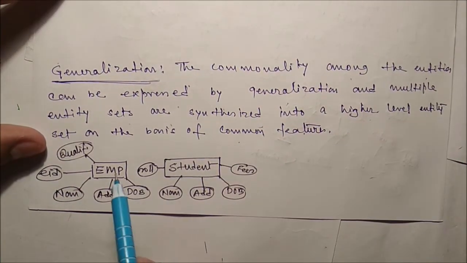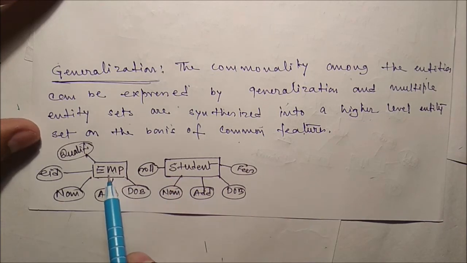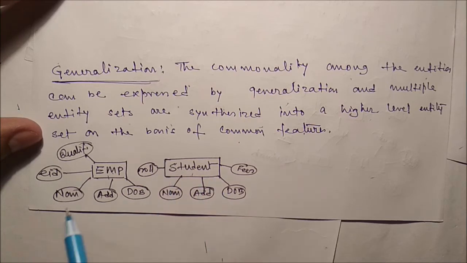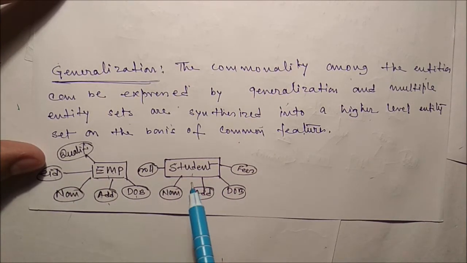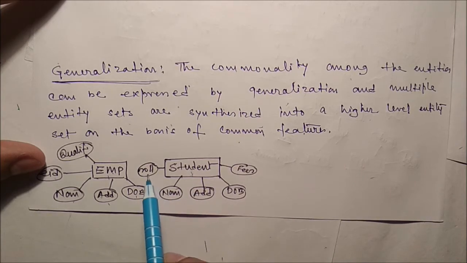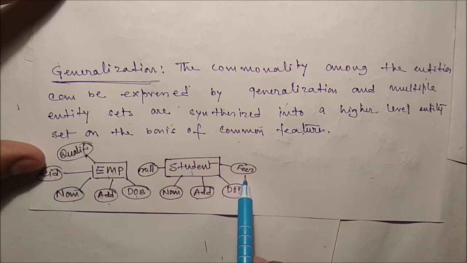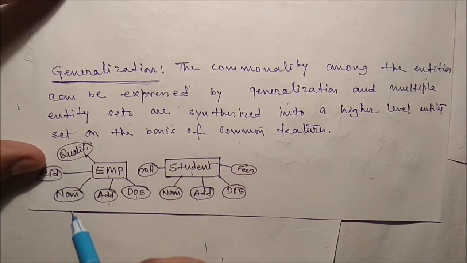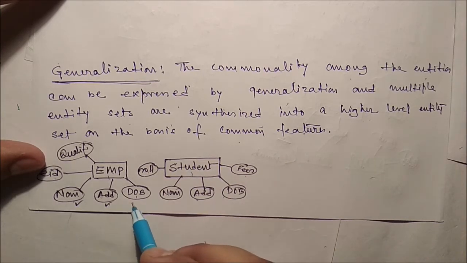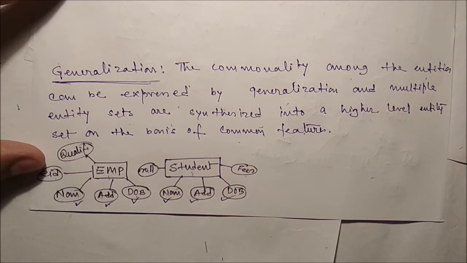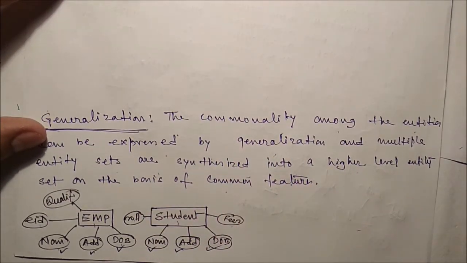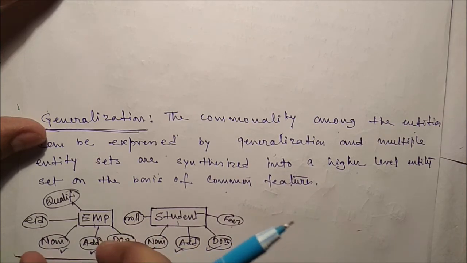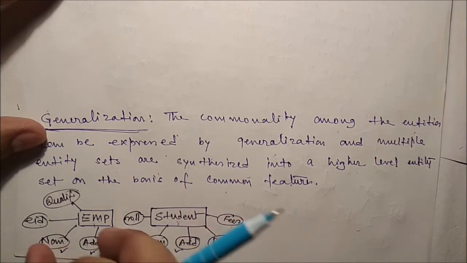Now we can see here, two entity sets are there, the employee entity set and the student entity set. In employee, we see qualification, employee ID, name, address, date of birth. In student, we see roll number, name, address, date of birth and fees. Now here we can see one thing, these three are common. That means there is repetition of these particular attributes.